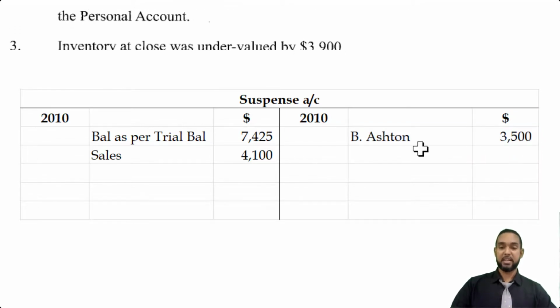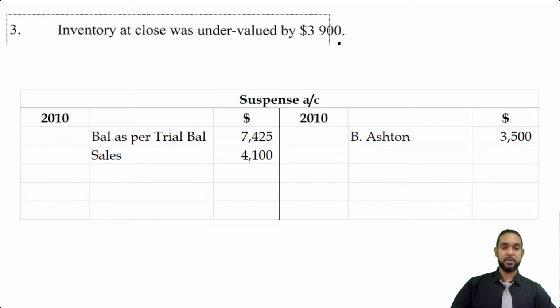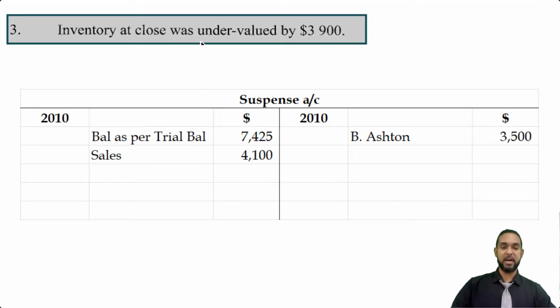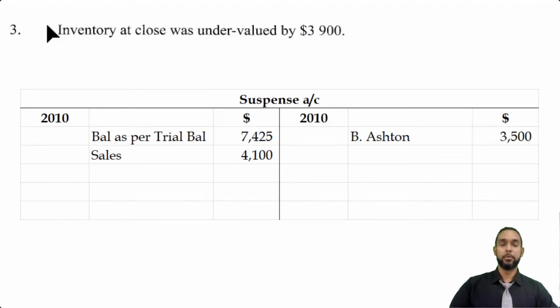Okay. Next error. We have inventory at close was undervalued, or understated, by $3,900. Undervalued means it was too low. What do we do to fix it? We have to increase the balance. Inventory is an asset. How do we increase an asset? By debiting it. And if we have to debit inventory, we need a credit. What account are we going to credit? That's where the suspense account comes in.